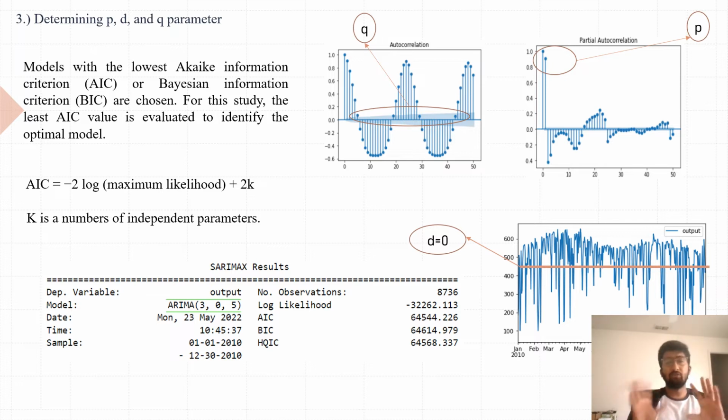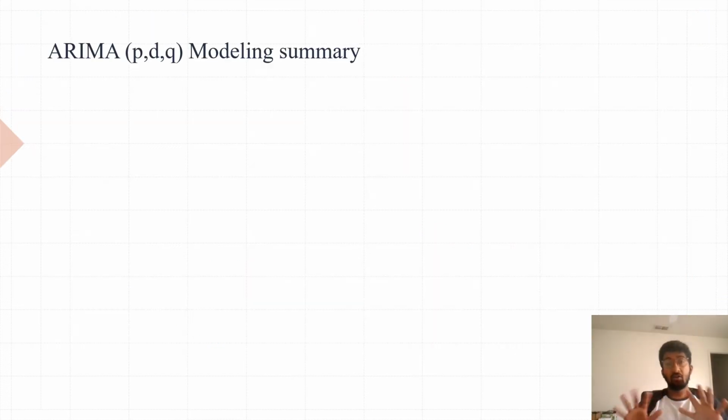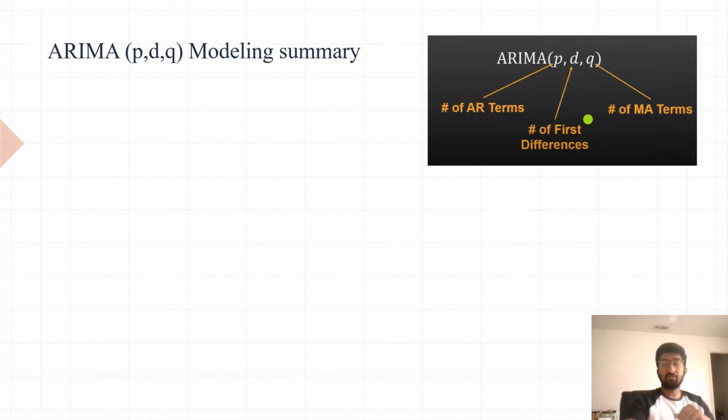So we can make a tentative guess of the values of P, D, and Q from these graphs. But normally the computation behind the programming calculates based on the Akaike information criterion, where it looks at the maximum likelihood of the parameters that you choose. So this is the way of determining the PDQ parameters. In a nutshell of the ARIMA model, we calculate the PDQ parameters as shown in these pictures.